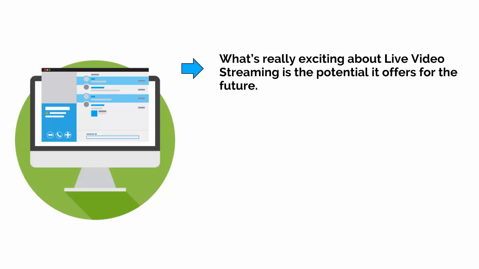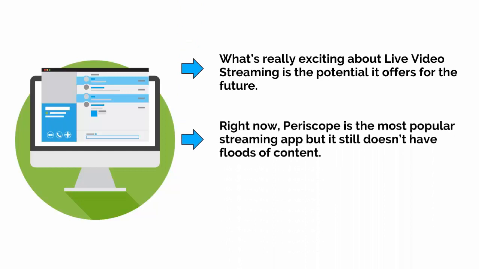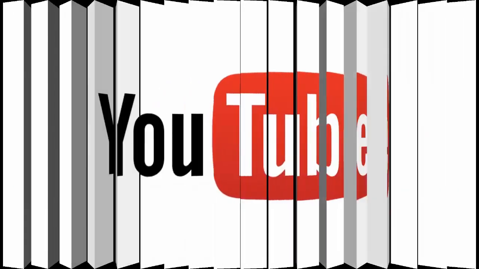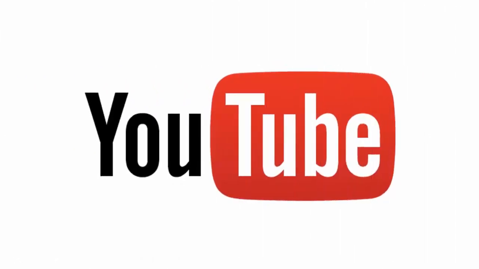What's really exciting about live video streaming is the potential it offers for the future. Right now, Periscope is the most popular streaming app, but it still doesn't have floods of content. If you sign in right now, you'll likely find there are around 100 to 200 people recording content in the US. Now, that might sound like a lot, but it's hardly much when you compare it to something like YouTube, where thousands of hours of content are being uploaded daily.